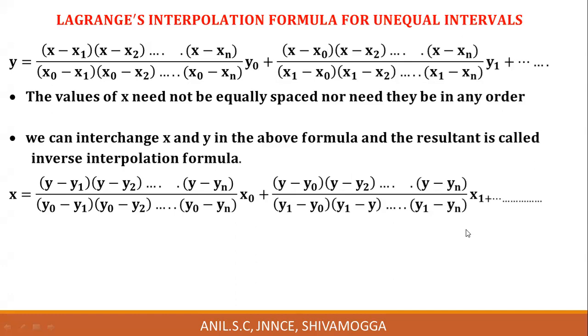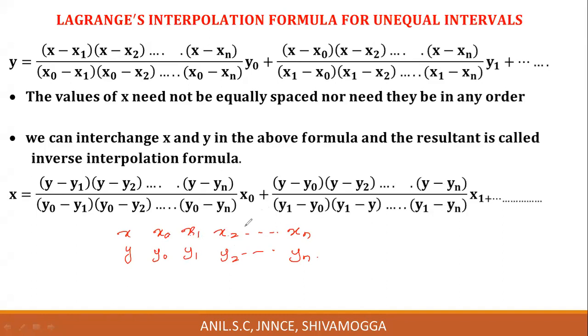You will be given a set of values x, y. Here x takes values x0, x1, x2, and so on up to xn. Correspondingly, the values of y are denoted by y0, y1, y2, and so on up to yn. Here x need not be equally spaced. To apply Newton's forward or backward interpolation formula, x must be equally spaced. The distance between these 2 points must be the same as the distance between these 2 points, equally spaced.